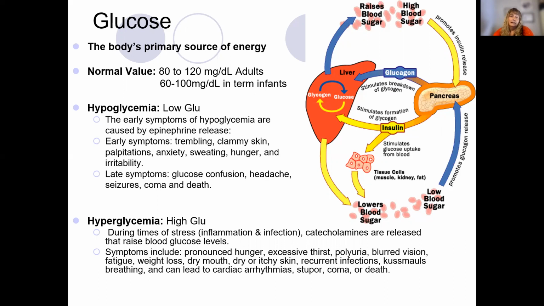So high glucose levels you will see during times of stress, such as inflammation and infection, and it's due to a catecholamine release that raised the blood glucose levels. Symptoms include being really hungry, excessive thirst, lots of urination, blurred vision, fatigue, weight loss, super dry mouth, dry or itchy skin, recurrent infections, Kussmaul's breathing, and this can lead to cardiac arrhythmias, stupor, coma, and or death.